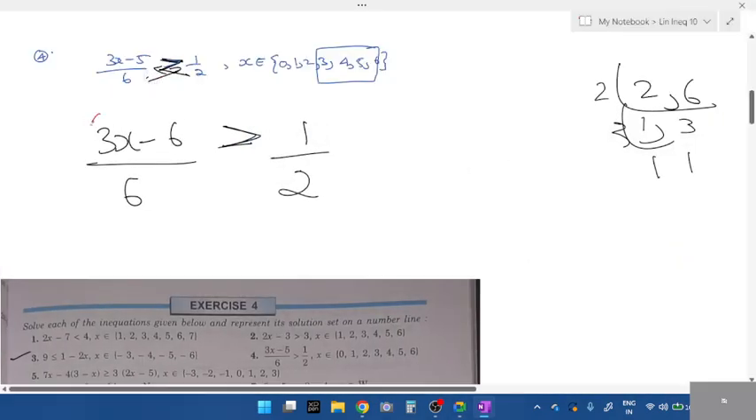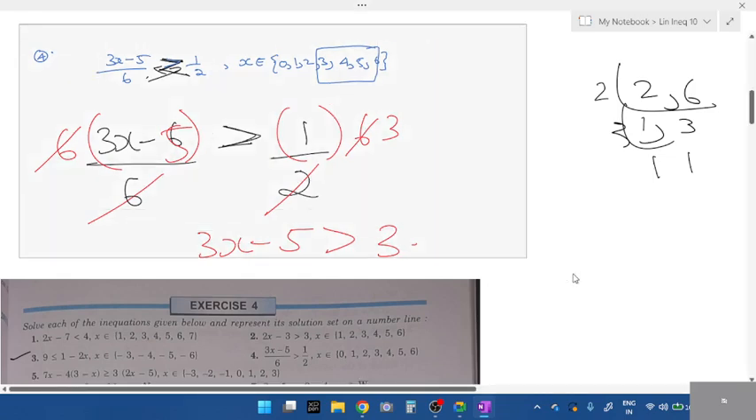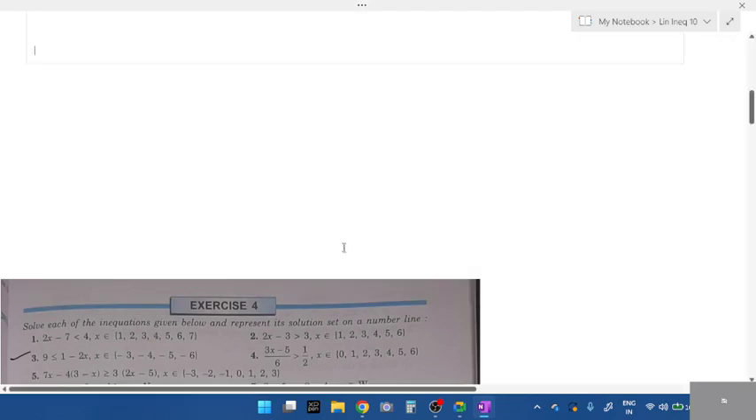We're going to get the same value. Multiply 6 on both the sides. If you multiply, this 6 and 6 get cancelled, right? How many times does 2 get cancelled? 2 ones are 2. 3 is what is left. 3x minus 5 is greater than 3 ones are 3. You can even do it like this. So these are the methods. x is greater than, and after that it's the same.